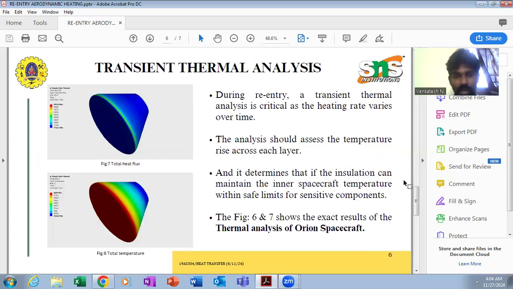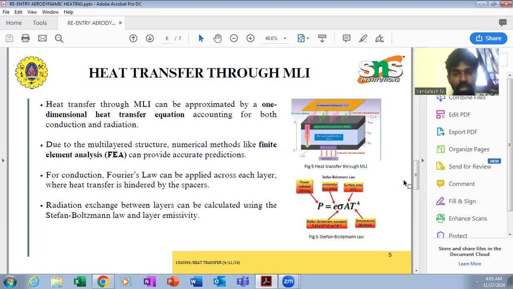And transient thermal analysis. During re-entry, a transient thermal analysis is critical as the heating rate varies over time. The analysis should assess the temperature rise across each layer, and determine whether the insulation can maintain the inner spacecraft temperature within safe limits for sensitive components. The figure shows the results of the thermal analysis of the Orion spacecraft, and these images represent the heat transfer through multi-layer insulation.